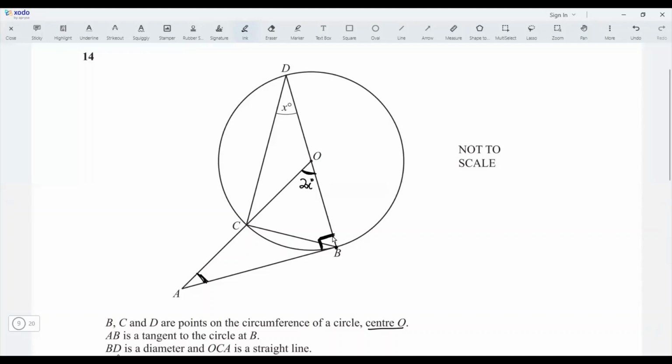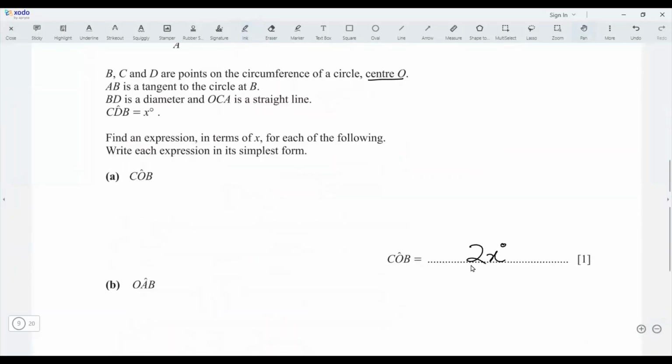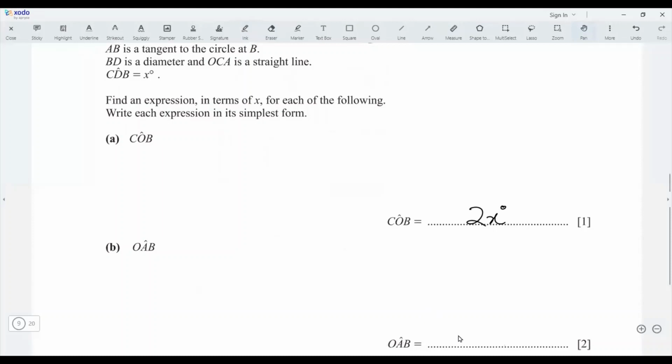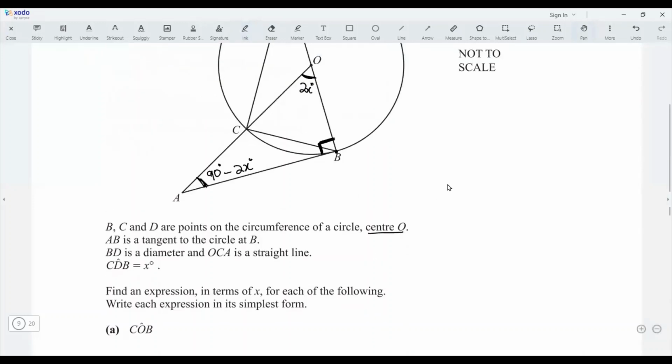So for a right angle triangle, if we know one of the angles and want to find the other angle, we can simply subtract that angle from 90 degrees. So OAB will be 90 minus 2x. So this is the simplified answer. We can write down 90 minus 2x. So what about the next one?